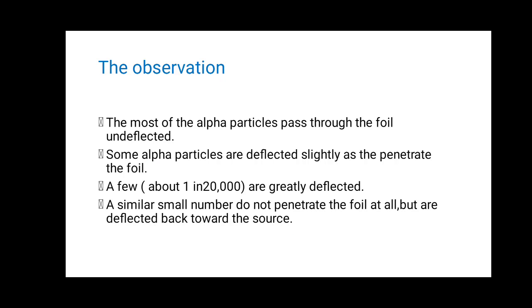There are four main observations: most alpha particles pass through the gold foil; second, some alpha particles are slightly deflected; some are greatly deflected; and some are deflected back toward the source.